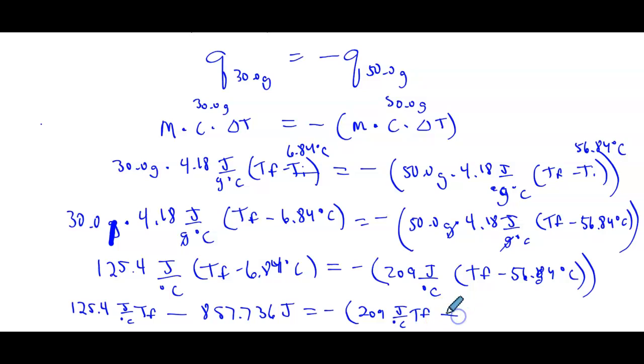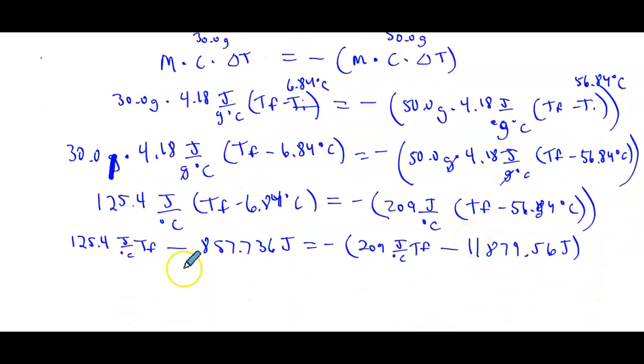I'm distributing again on this side. Okay, so 209 times 56.84, and this is going to be 11879.56 joules. Okay, so I distribute 209 times this is 209 TF, 209 times that gives me that. All right, now I'm going to deal with my negative symbol. Again, showing you more work than you might need to show, but I recommend that you show everything, at least an example, maybe not everything in your homework.